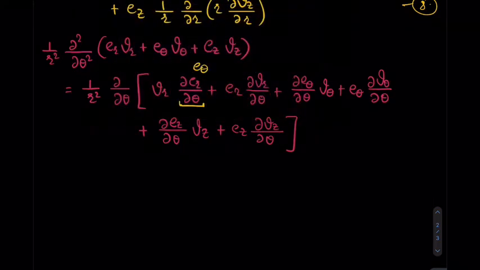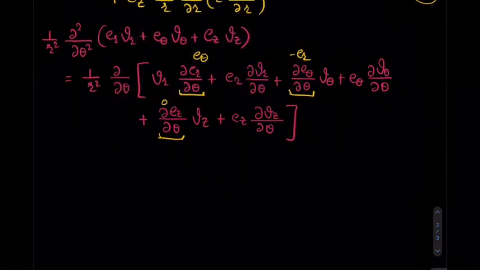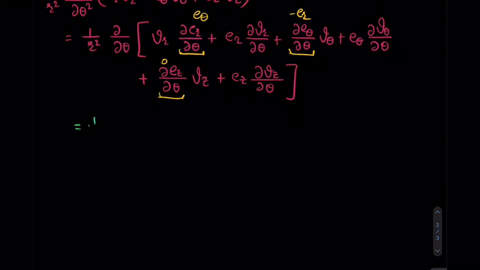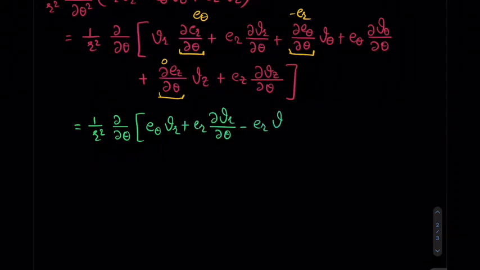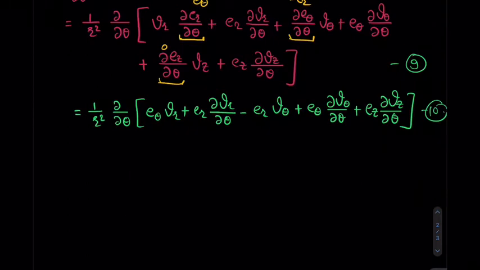Okay, so this term is going to be e theta, this term is going to be negative er, we know that, and this term is 0. So let us rewrite all the terms which are left and then again differentiate them with respect to theta. So this term is e theta vr plus er into dvr d theta minus er into v theta plus e theta into dv theta d theta plus ez into dvz d theta. Okay, so let this be equations 9 and 10.